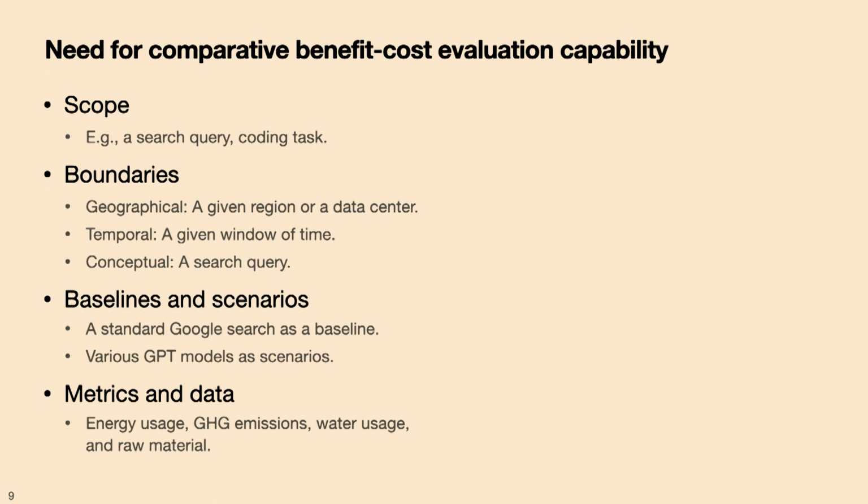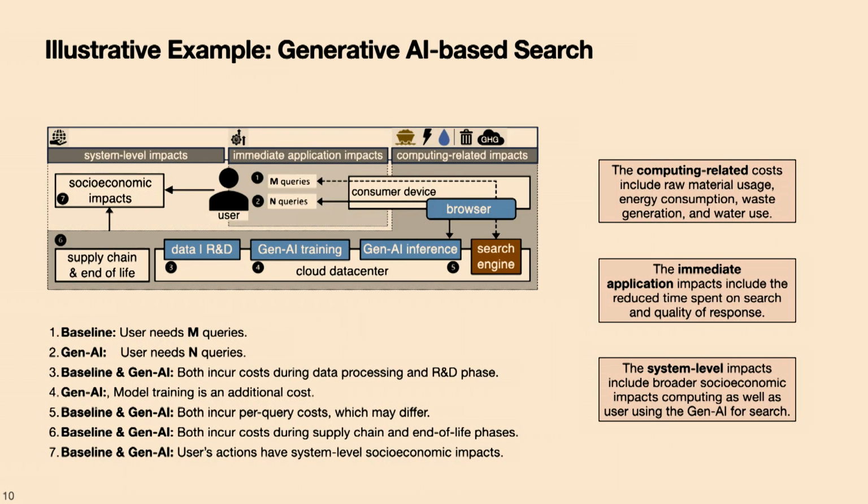I'm not going too much into the details of this example, but the idea is to quantify the compute-related impacts, and the benefits that happen at the immediate application scale. Let's say you are doing search, you find your results much faster. Or you are doing coding, you don't have to spend as much time going through and writing documentation and whatnot. And then finally, there are system-level impacts of people using generative AI tools.